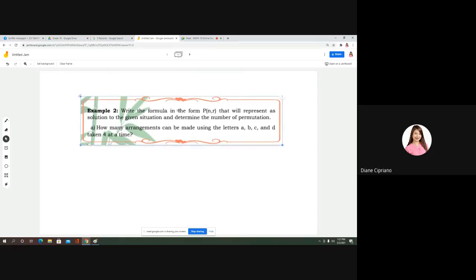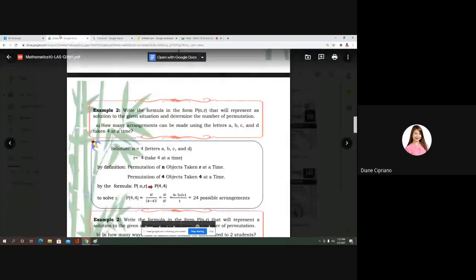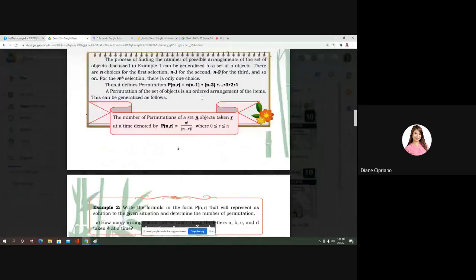Okay? So, for our example number 2, let's just copy first the formula such as P.